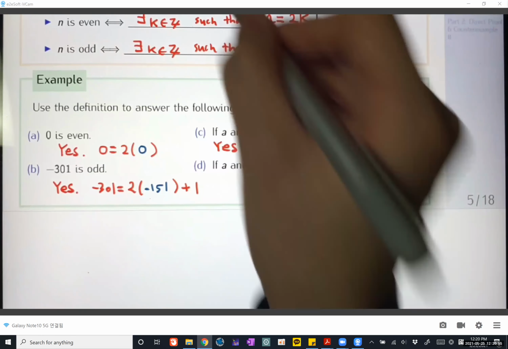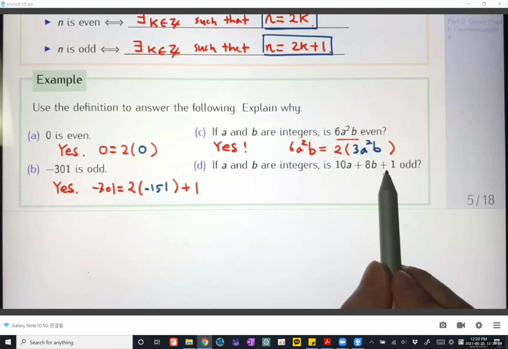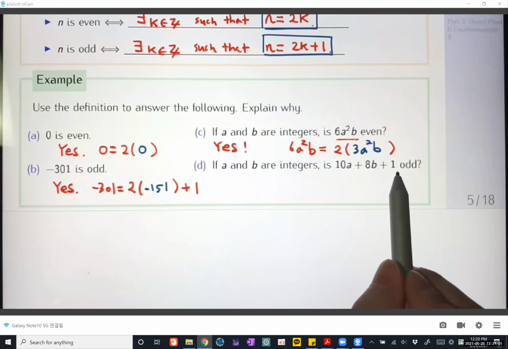Okay. How about this? 10 times a plus 8b plus 1. Do you think this is even or odd? What do you think?